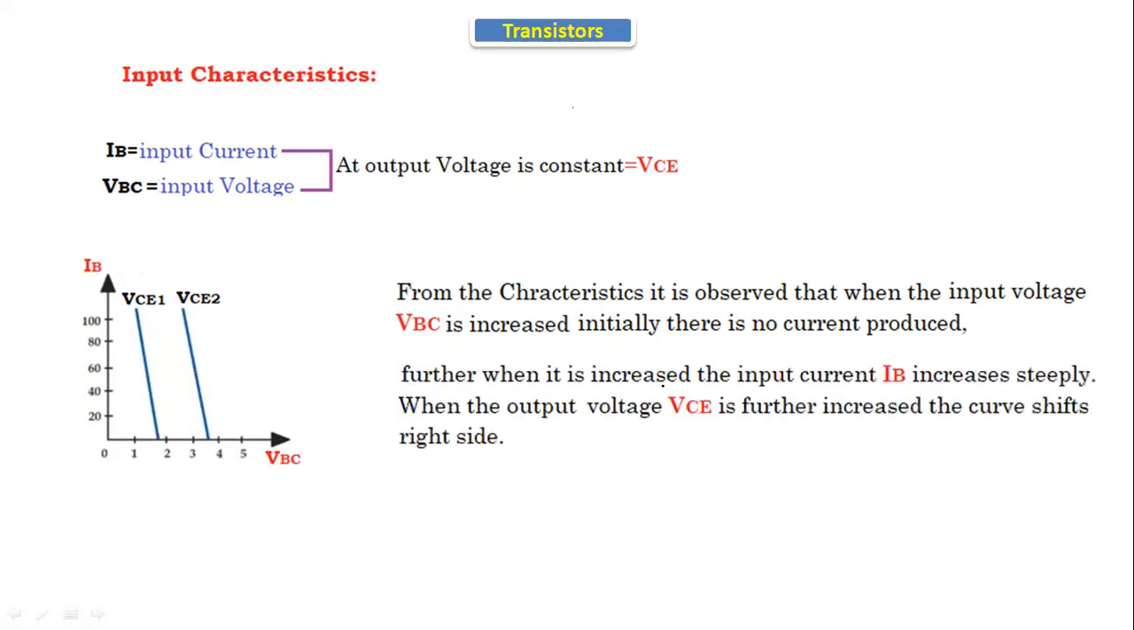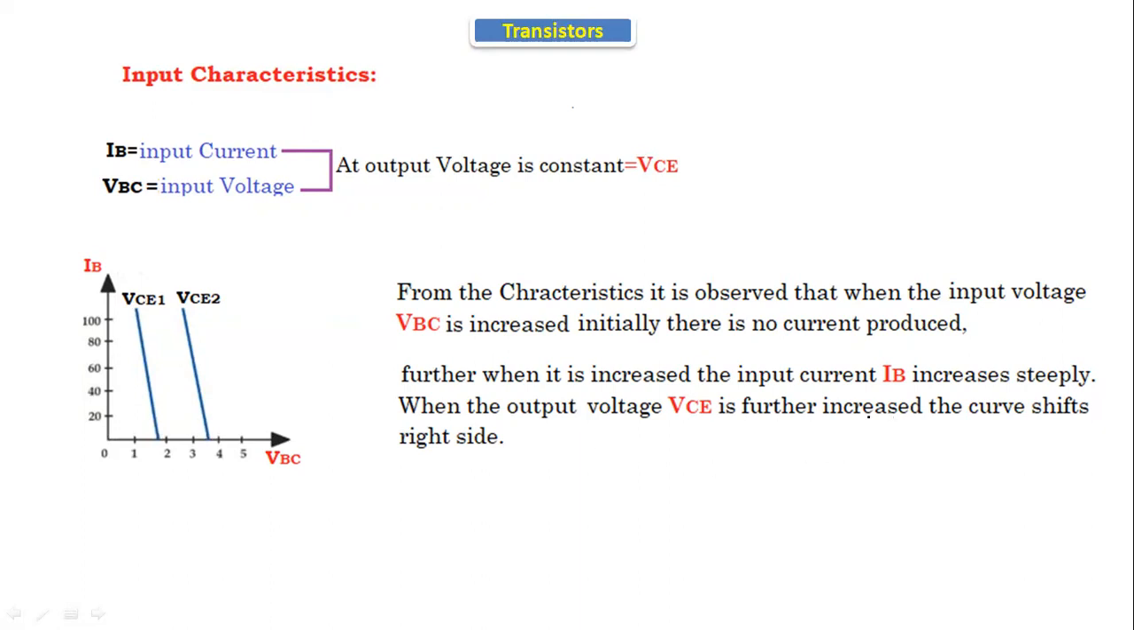Further, when it is increased, the current IB increases steeply. If you increase VBC continuously, after reaching this point, it increases at VC1. At VC2, up to this point, there is no conduction. After reaching this point, it starts increasing.